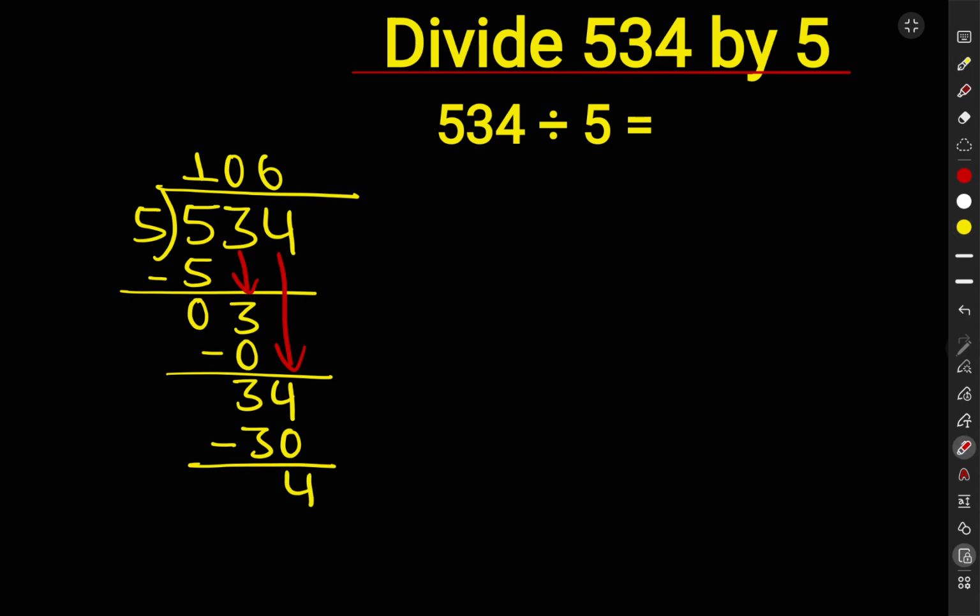So now we have no other number to put down. So we put a decimal here so that we can put 0. So it is 40, and 5 times 8 is 40. On subtracting we get 0.